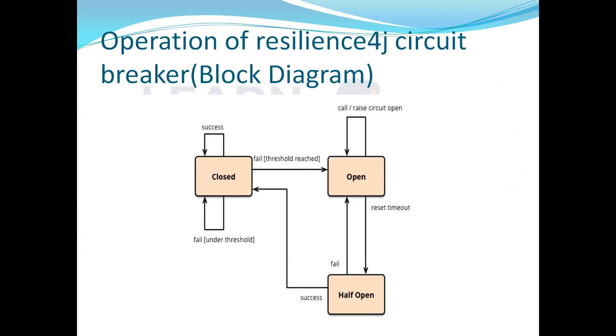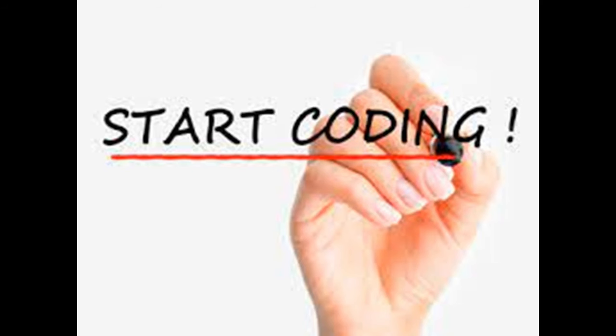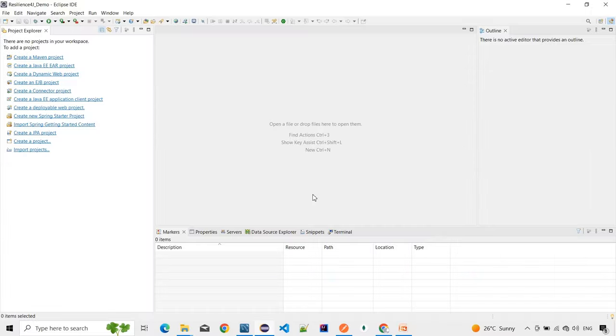Okay, these are the three blocks of Resilience4J, guys. If you are confused, we will do a practical example so that nothing is confusing. Then we start the coding. We close this and open our Eclipse IDE and start coding. Okay guys, we have opened Eclipse.